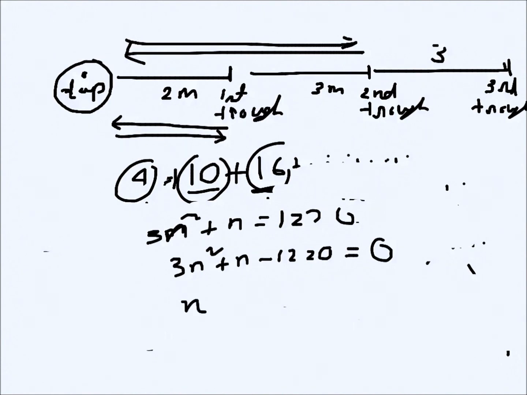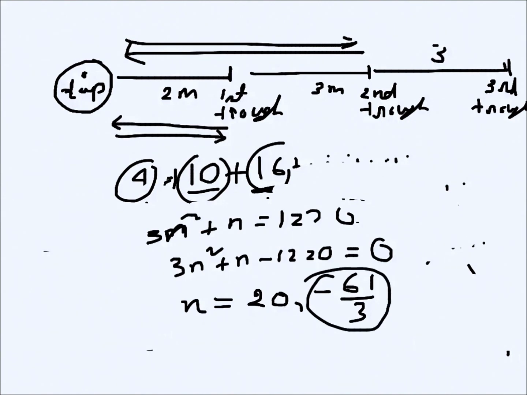I won't do the solution here, I will just write the results. We get n is equal to 20 and the other value is negative 61 over 3, but this one can be ignored because it is negative, so there are 20 troughs. That's the answer.